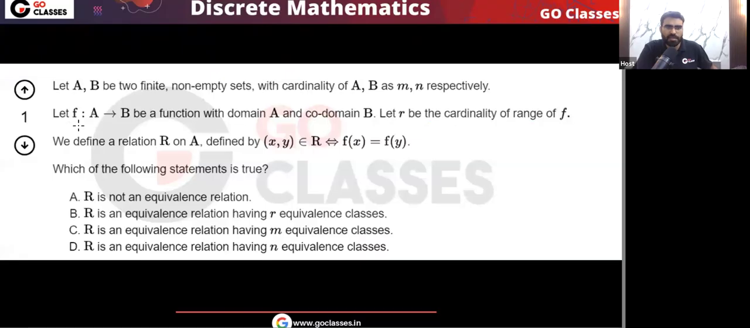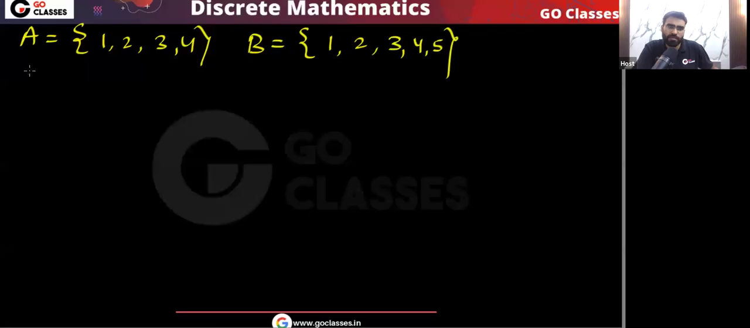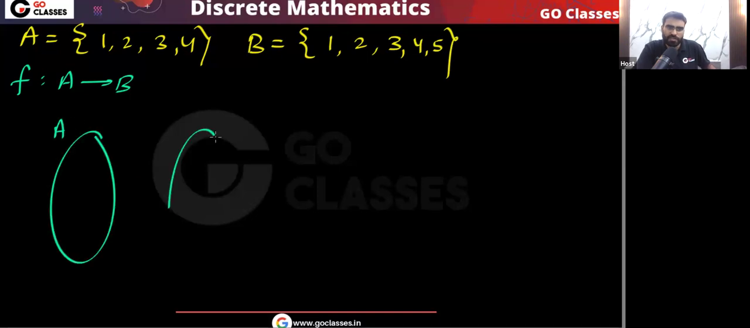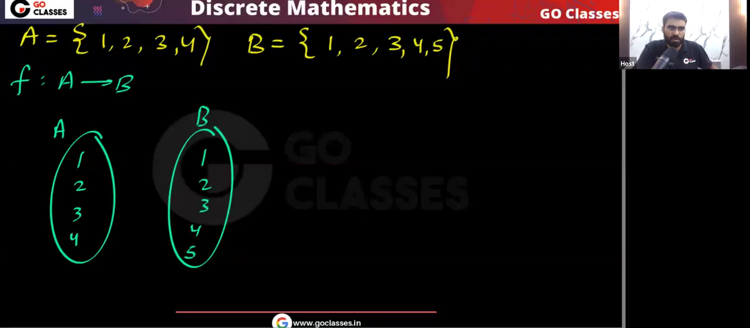Now the question is saying f is a function from A to B. So let me take a function from set A to set B. Let me give you a function. Consider this function from set A, {1, 2, 3, 4}, to set B, {1, 2, 3, 4, 5}. Tell me, is this a function if I do like this? No, this is not a function because we need a function from set A to set B.